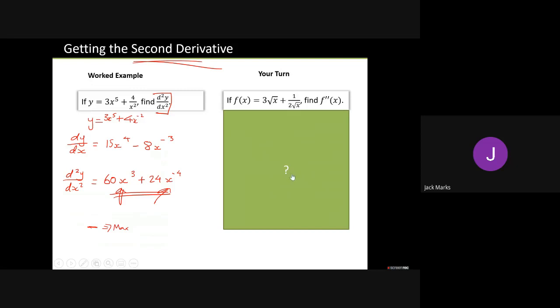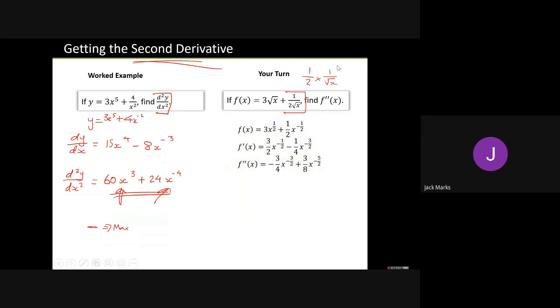Okay, I'm going to assume that you've had a go. Don't forget to be careful with that term there. That's the same as a half multiplied by 1 over root x. So you need to be careful with this one. Okay, so just differentiating twice, slightly different notation here, okay?